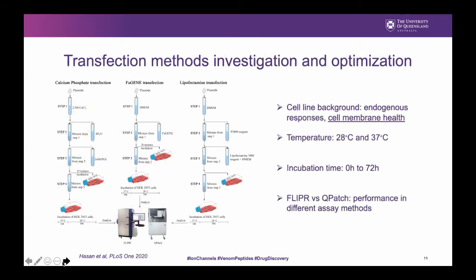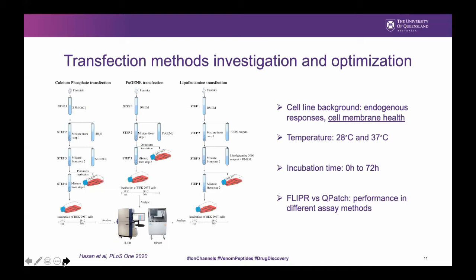With these 3 transfection methods in hand, we decided to interrogate how different cell lines would behave regarding endogenous responses for the ion channels being studied, and an important parameter, how their cell membrane would behave under the stress induced by these transfection reagents. We could not stress more how important membrane integrity is for whole cell patch clamp studies.